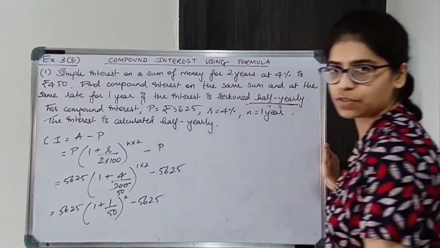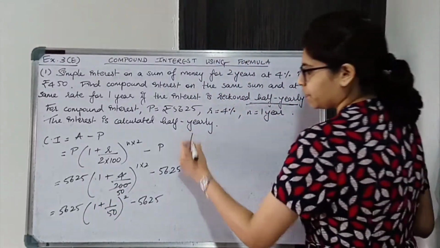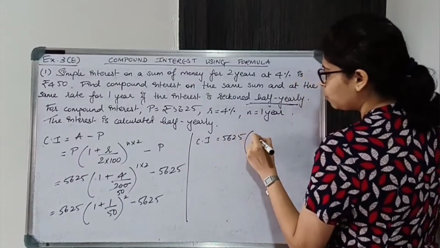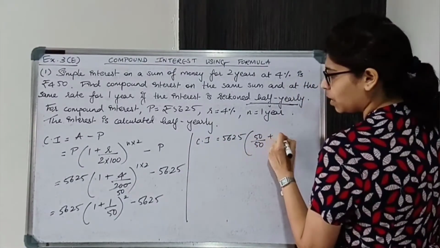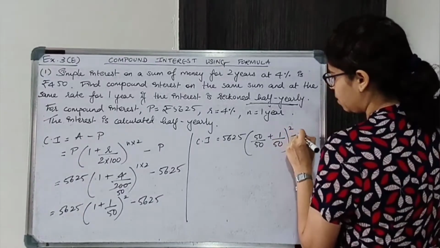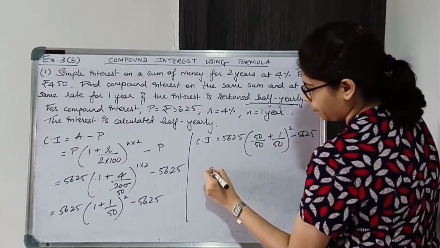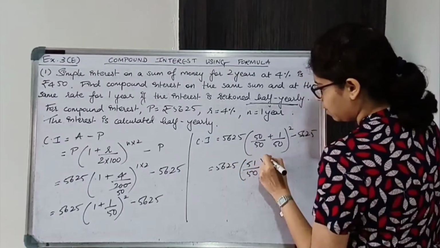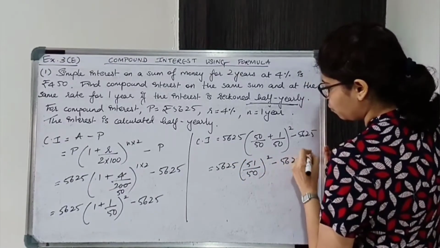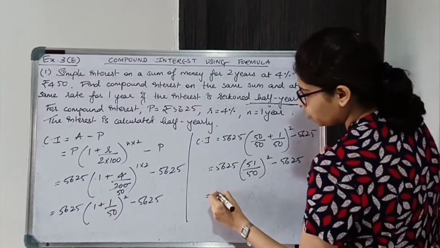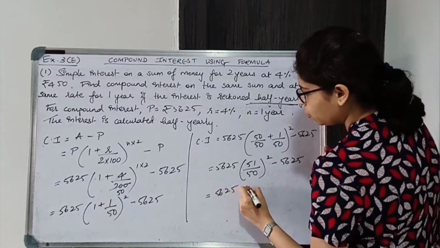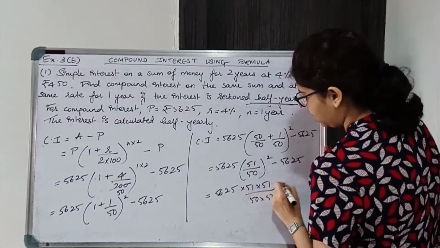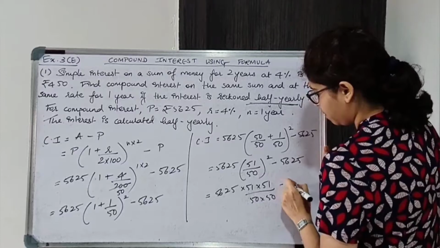We'll solve the brackets first, take LCM. So CI is equal to 5625 into 50 upon 50 plus 1 upon 50 raised to 2, minus 5625. So 5625 into 51 upon 50 raised to 2, minus 5625. So we'll get 5625 into 51 into 51 upon 50 into 50, minus 5625.